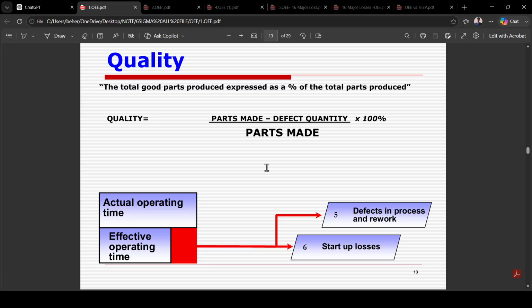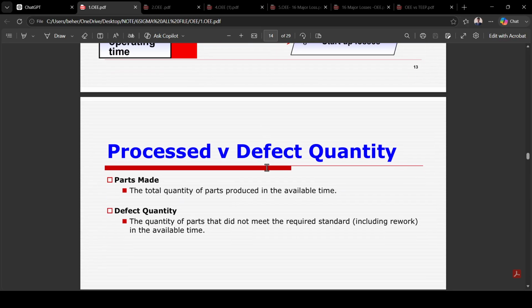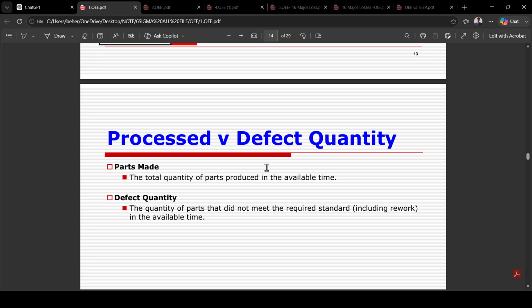So defects in the process and rework, startup losses. So process versus defect quantity. Parts made: the total quantity of parts produced in the available time. So defect quantity: the quantity of parts that did not meet the required standard, including rework, in the available time.